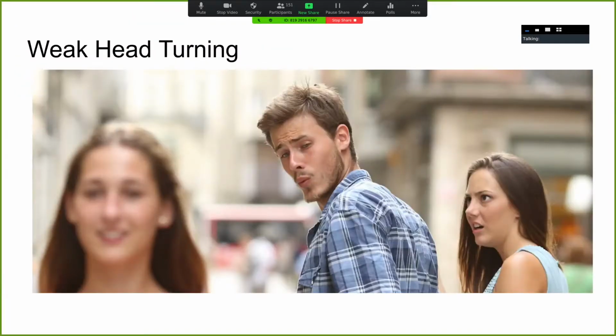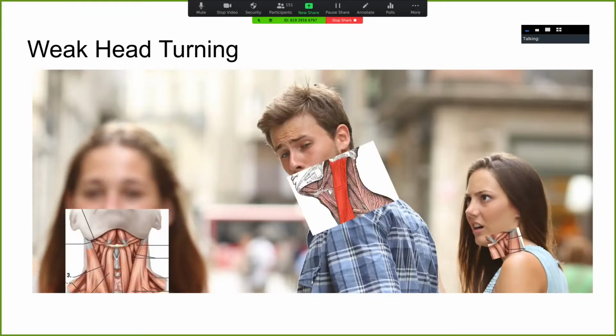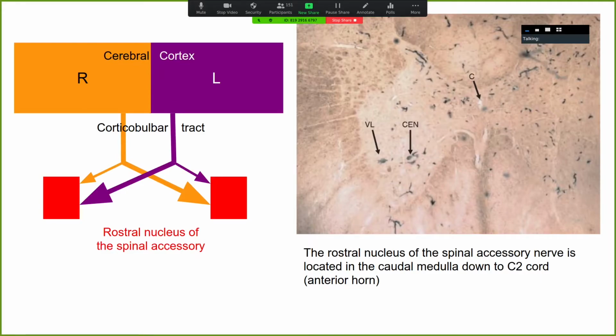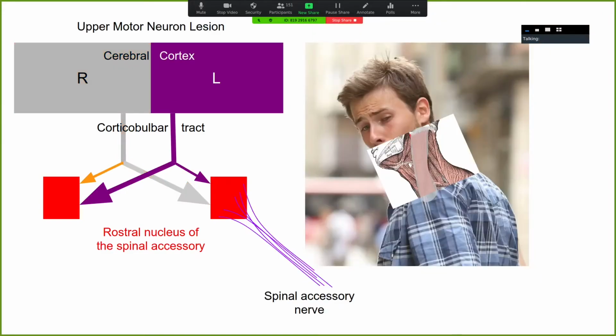Okay, so weak head turning. So it's a problem with the SCMs in this case. So this is the upper part of the spinal accessory, which is almost like a cranial nerve nucleus itself because of the bilateral innervation by the cerebral cortex. Okay, and it can be an upper motor neuron lesion.